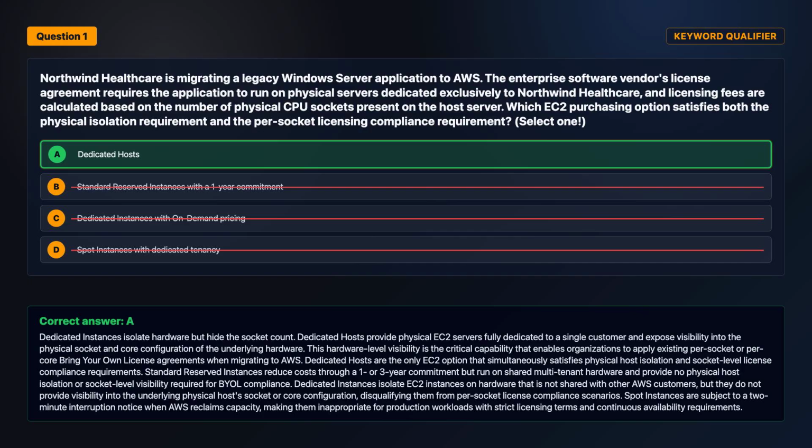Standard reserved instances reduce costs through a 1 or 3 year commitment, but run on shared multi-tenant hardware and provide no physical host isolation or socket-level visibility required for BYOL compliance. Dedicated instances isolate EC2 instances on hardware that is not shared with other AWS customers, but they do not provide visibility into the underlying physical host socket or core configuration, disqualifying them from per-socket license compliance scenarios. Spot instances are subject to a 2-minute interruption notice when AWS reclaims capacity, making them inappropriate for production workloads with strict licensing terms and continuous availability requirements.